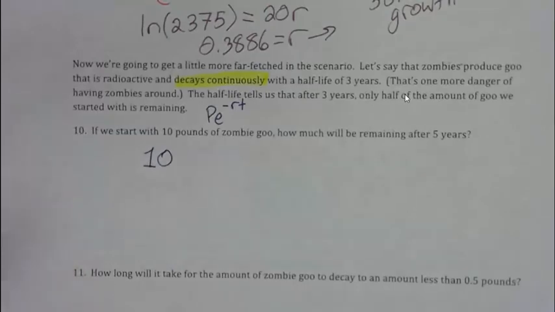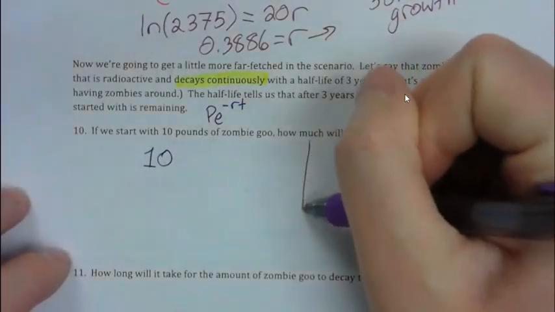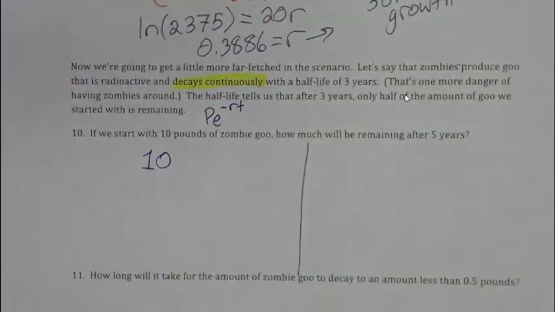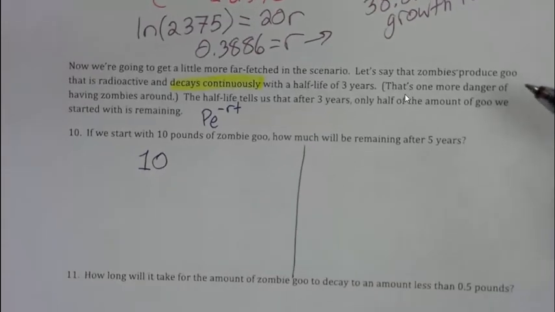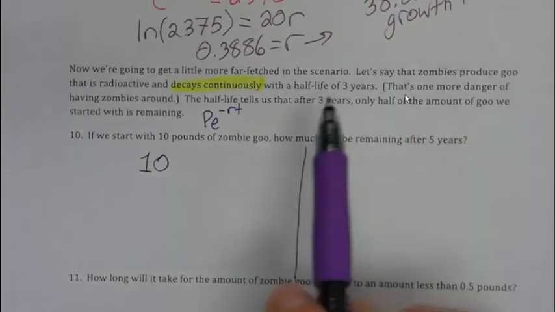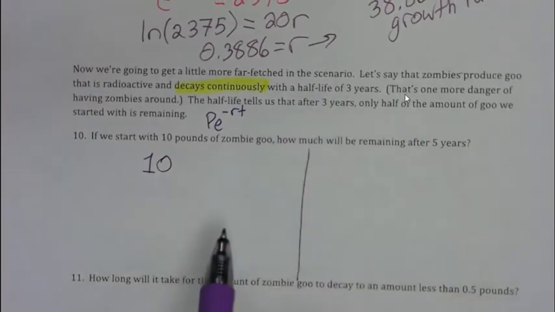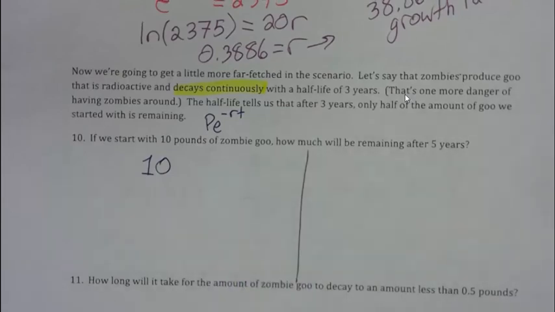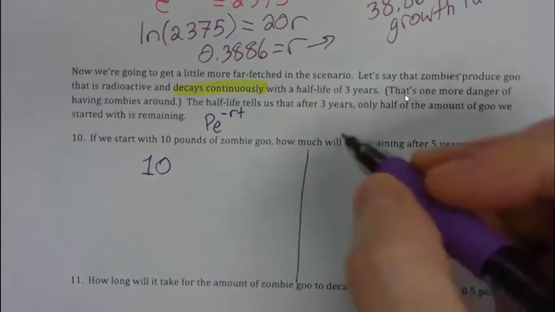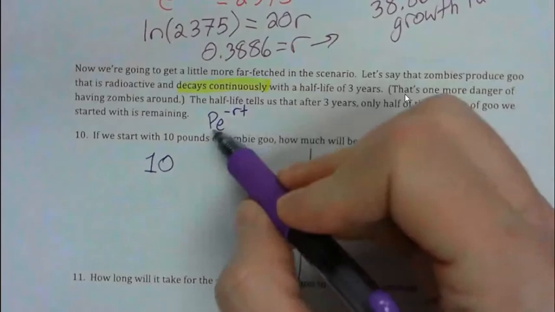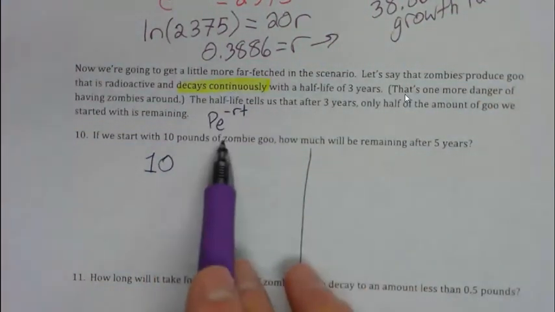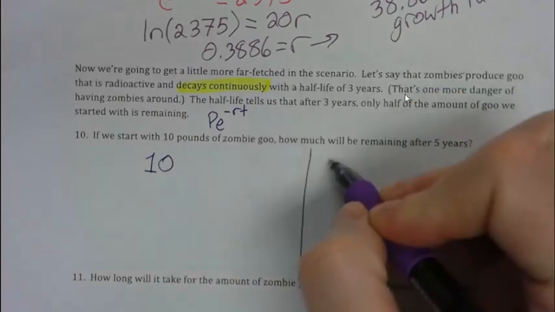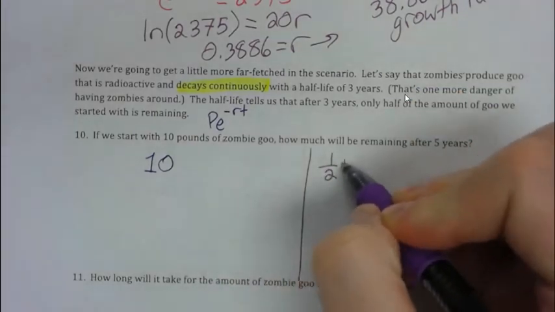So what's going to happen, we're going to split this number 10 in half and kind of come back to figuring out when it's going to be 10 pounds of this zombie goo. So it doesn't tell us exactly how much we're starting with, but it does say that we have a half-life of 3 years, which means that after 3 years, we're half of what we started with. So whatever our P is right there in our continuous decay formula, we're going to end up with half of whatever P is.